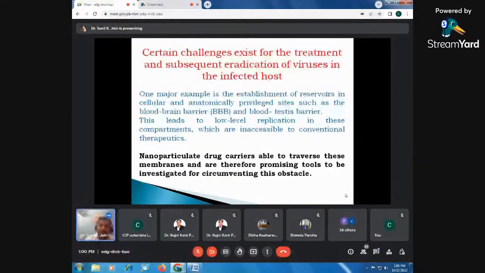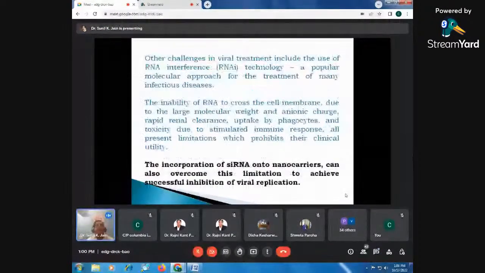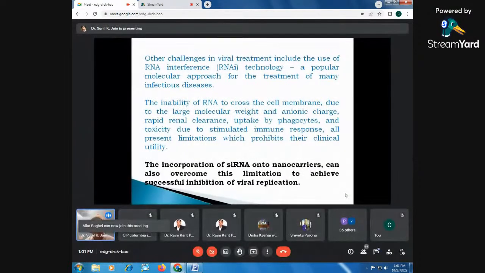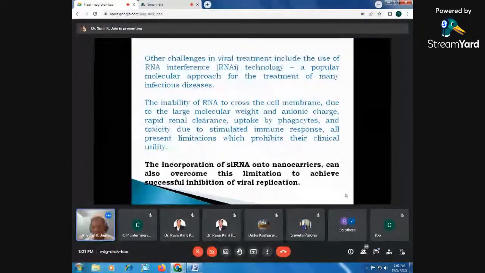Other challenges in viral treatment include the use of RNA interference technology, a popular approach for the treatment of many infectious diseases. The problem is the inability of RNA to cross the cell membrane due to large molecular weight and anionic charge, rapid renal clearance, uptake by phagocytes, and toxicity due to stimulated immune response. All present limitations which prohibit their clinical utility. Now, incorporation of siRNA into nanocarriers can overcome these limitations to achieve successful inhibition of viral replication.